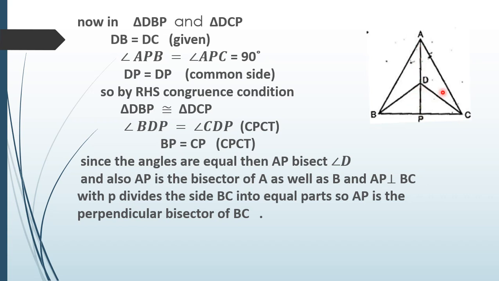Now again AP is the bisector of angle A as well as B, and also this AP is perpendicular to BC, and this point P divides the side BC into two equal parts, meaning AP is the perpendicular bisector of BC, and hence it is proved.